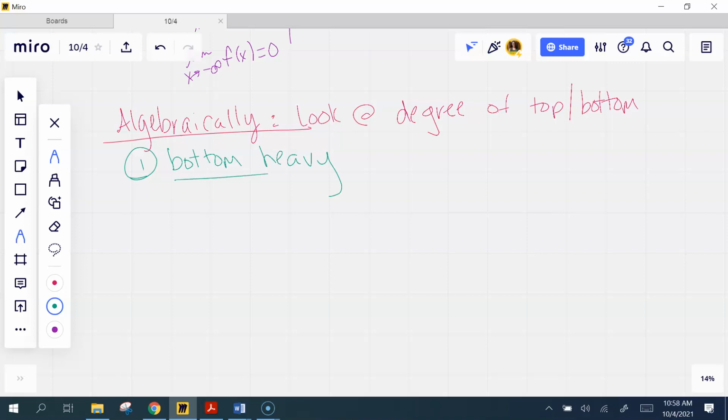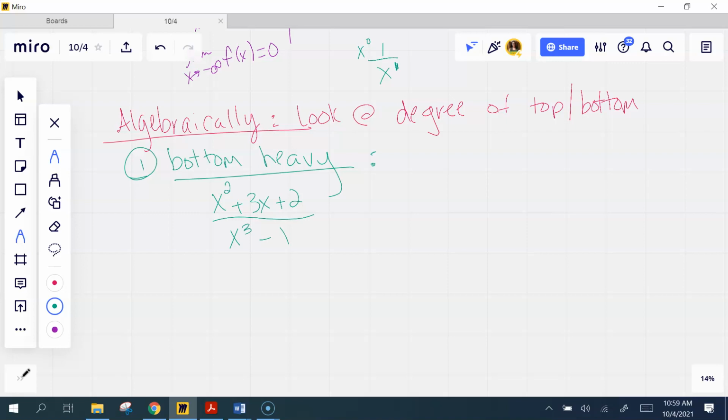If this happens, then your 1 over x, this would be a degree of 1, this would be a degree of 0, because it'd be x to the 0 power. It's a constant versus a linear. It may be easier for you to see initially, x squared plus 3x plus 2 over x to the third minus 1. That would be a bottom heavy function.